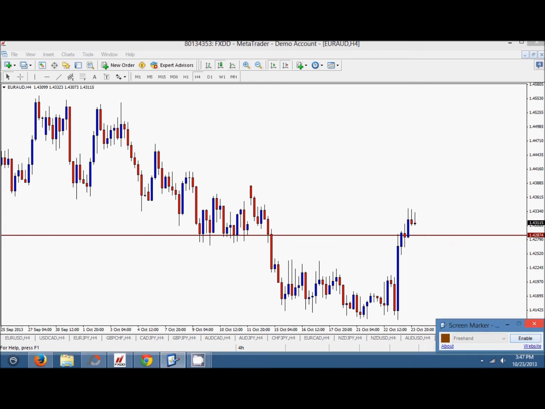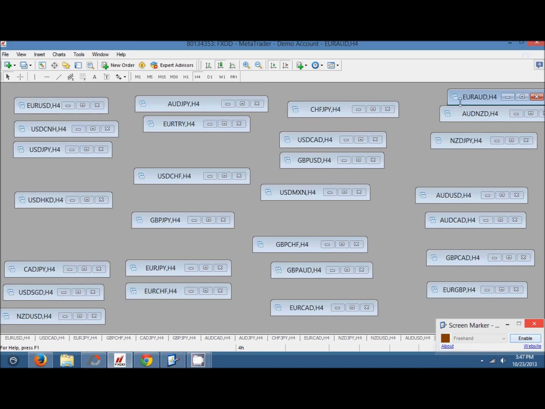So that's it for today's currency spotlight. Hope you guys have learned some things and take some notes for these two currency pairs, so you guys will be watching for in the near future to look for a couple trade setups.